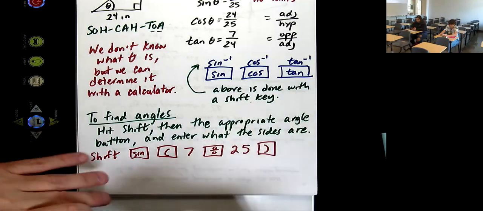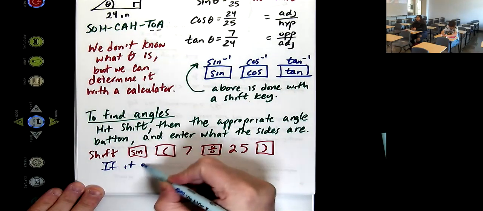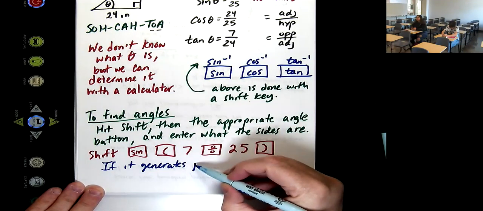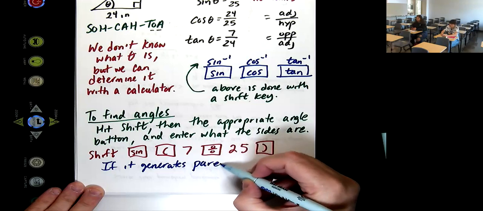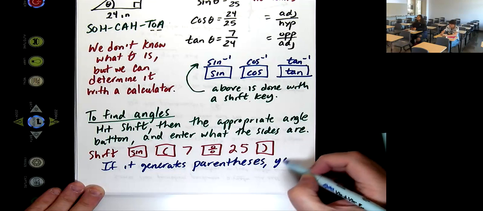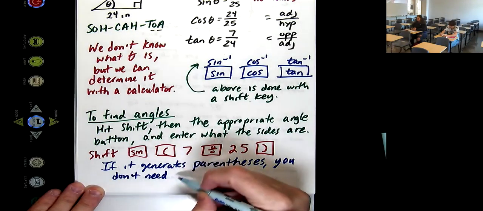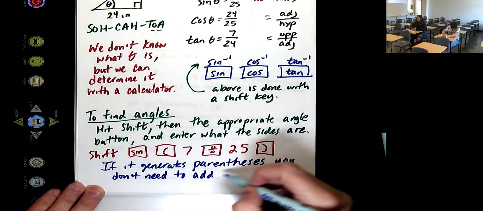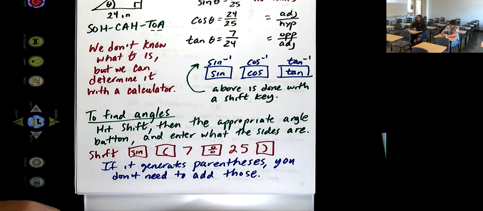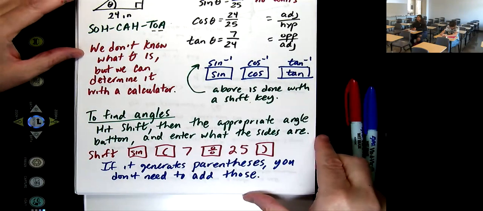If it generates parentheses, you don't need to add those. Okay. Do I enter it? Yeah, I got 16.26020471. We'll see if I get the same thing.